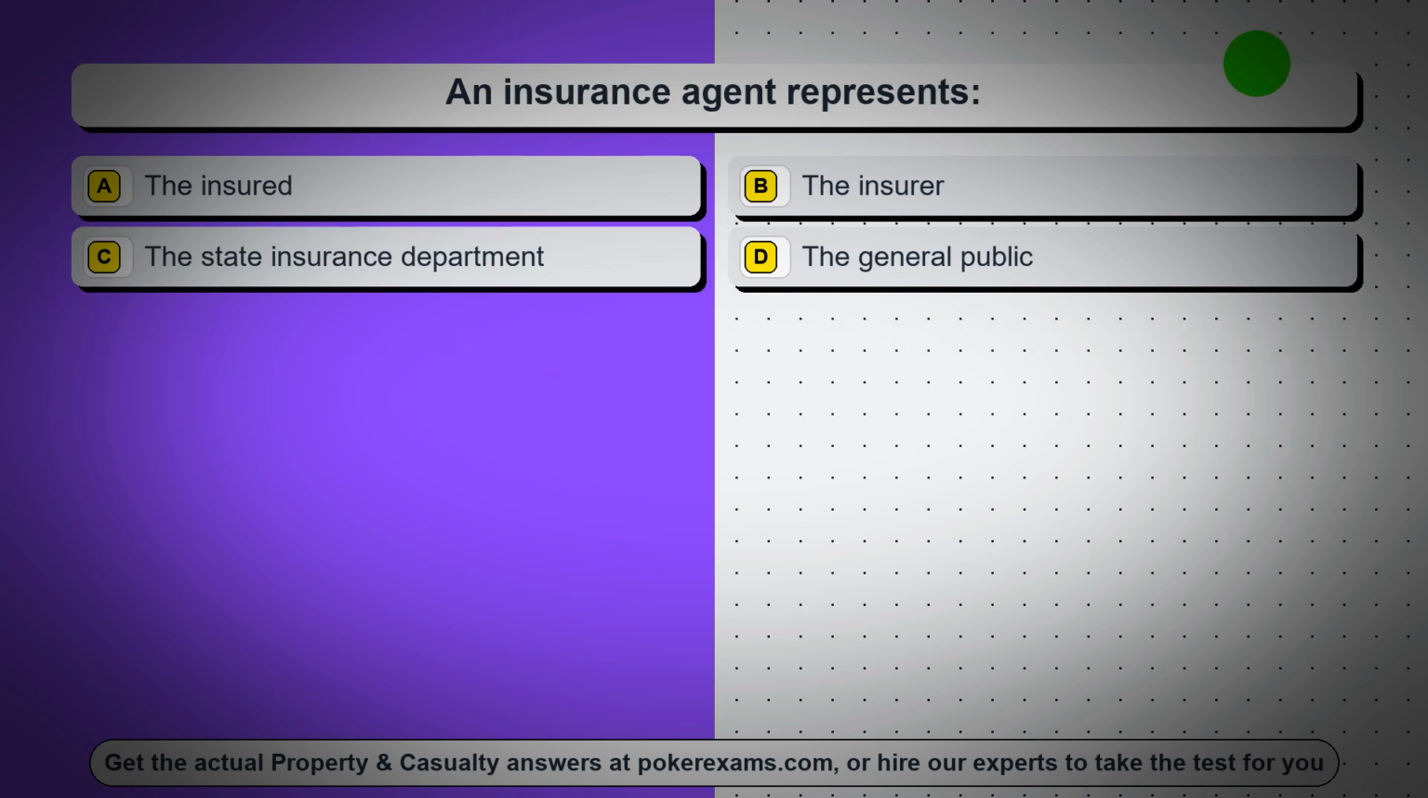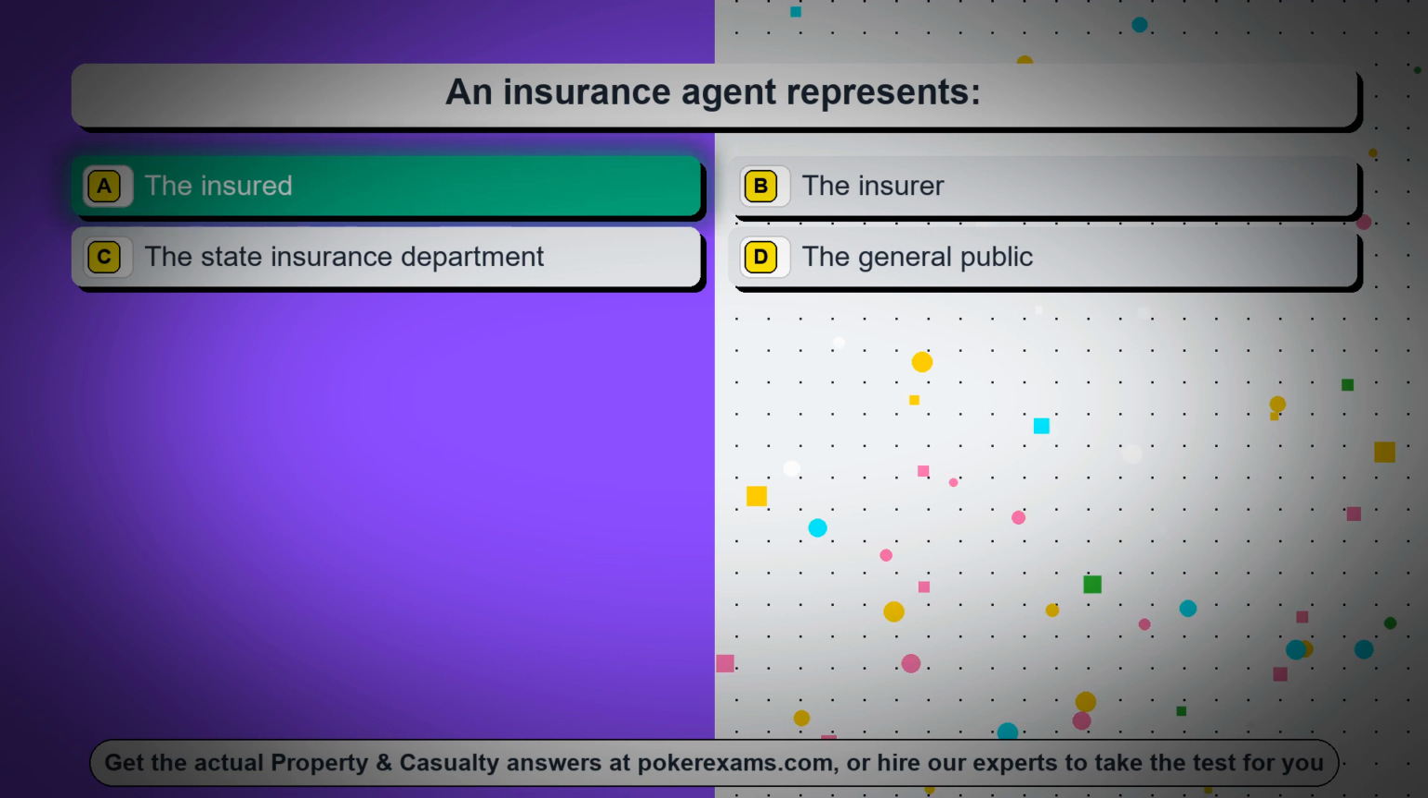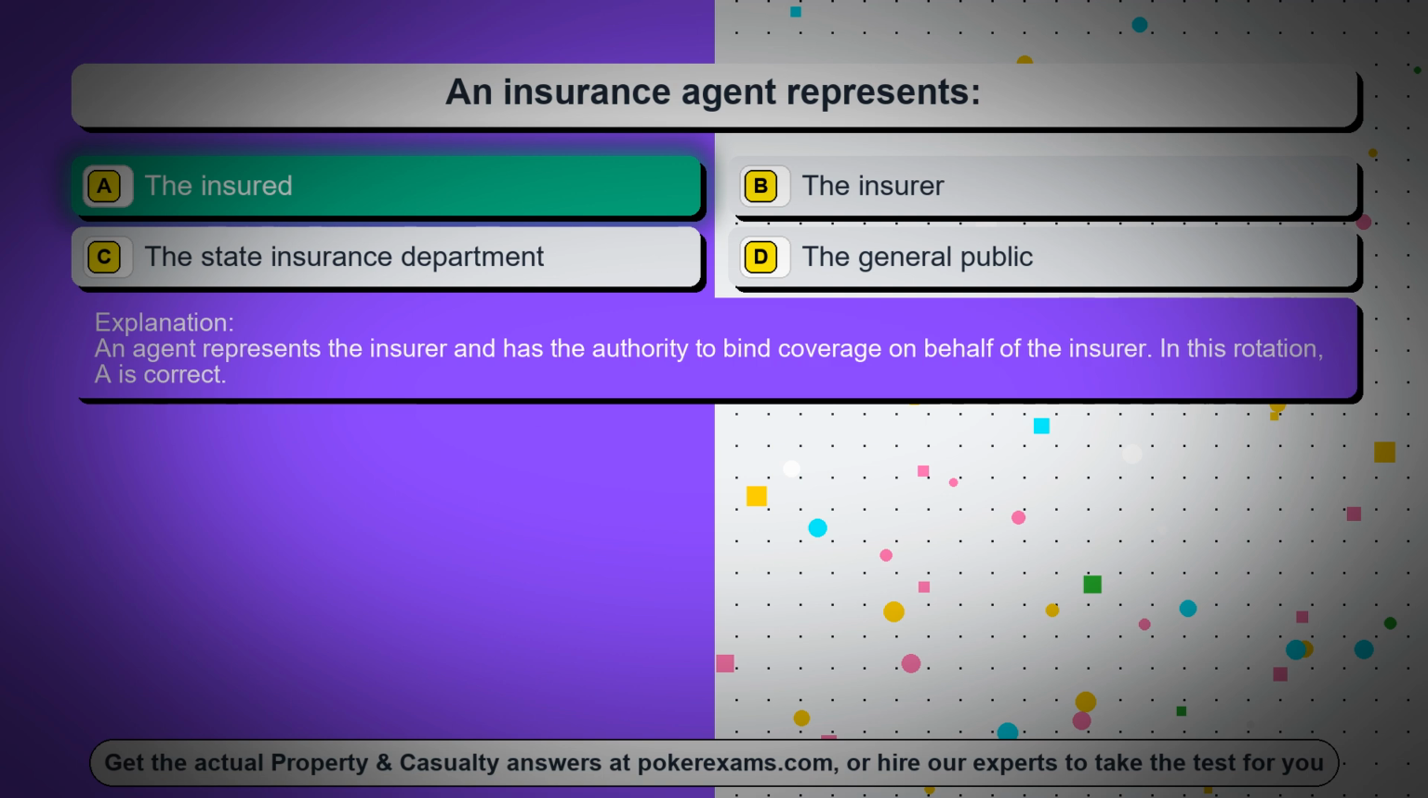Question 27. An insurance agent represents: Option A, the insured. Option B, the insurer. Option C, the state insurance department. Option D, the general public. The correct answer is option A, the insured. An agent represents the insurer and has the authority to bind coverage on behalf of the insurer. In this rotation, A is correct.